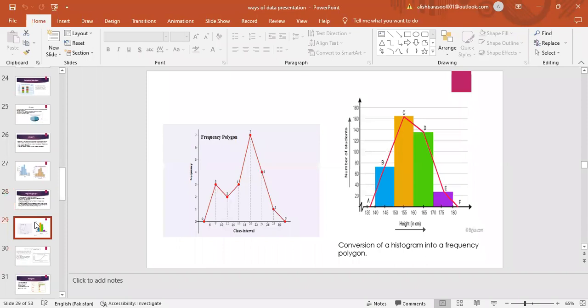The following two diagrams show the conversion of a histogram into a frequency polygon. As you can see, height is given on the x-axis and number of students on the y-axis, and by joining the midpoints of the class interval of each histogram, we get a frequency polygon.